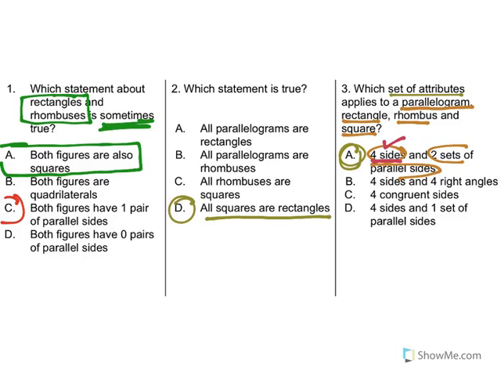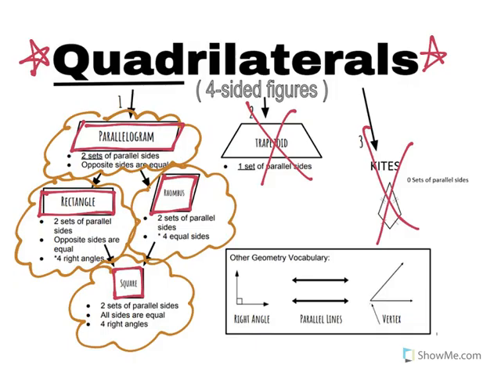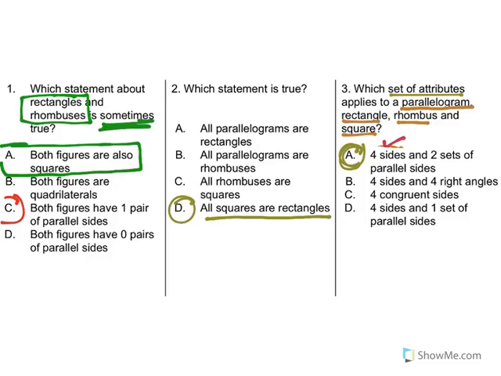Now, the second part said 2 sets of parallel sides. So let's see, do they have 2 sets of parallel sides? Let's look at parallelogram. It says right here, 2 sets of parallel sides. Let's look at rectangle. 2 sets of parallel sides. Let's look at rhombus. 2 sets of parallel sides. Let's look at square. 2 sets of parallel sides. So each one of them also has 2 sets of parallel sides. So that was also correct.